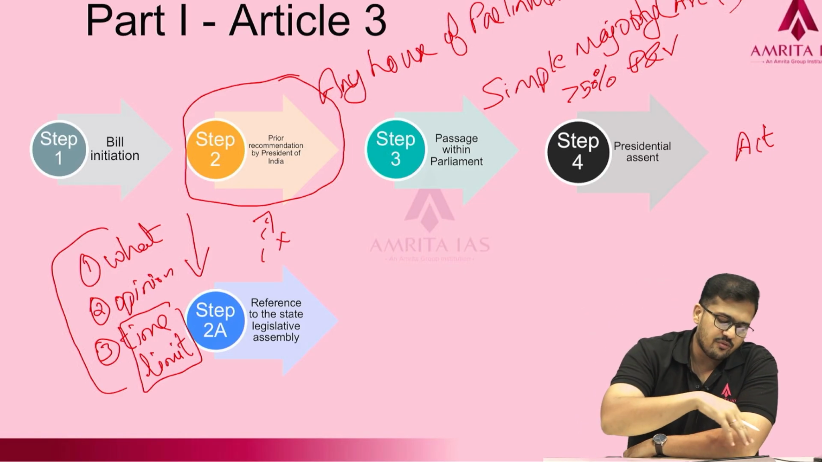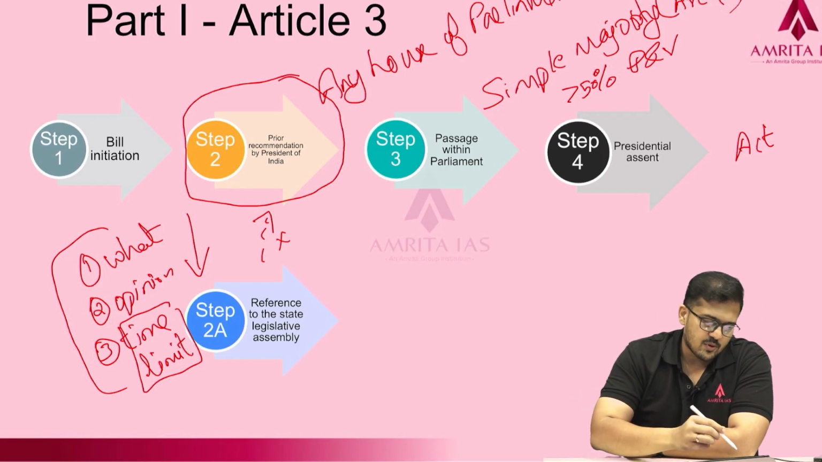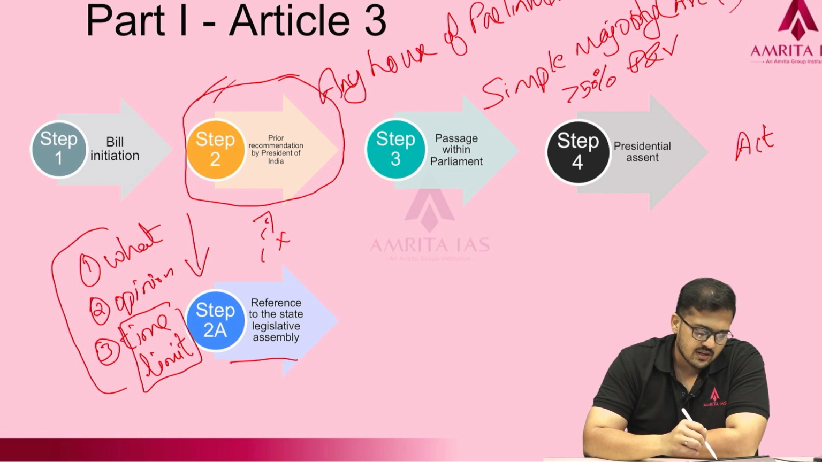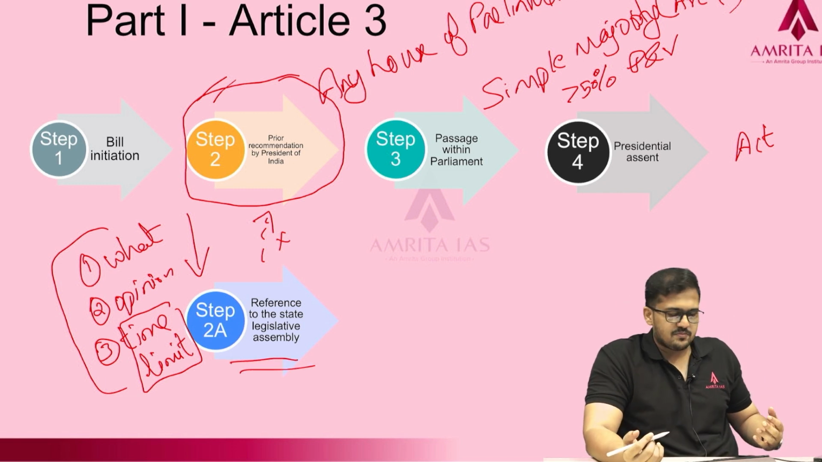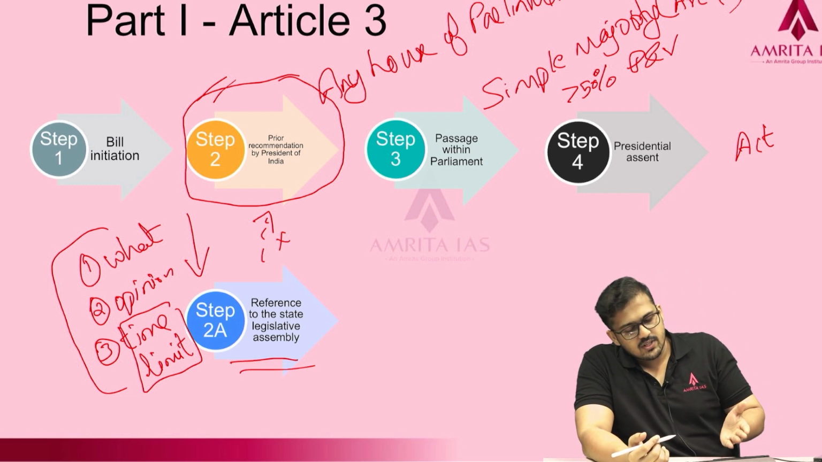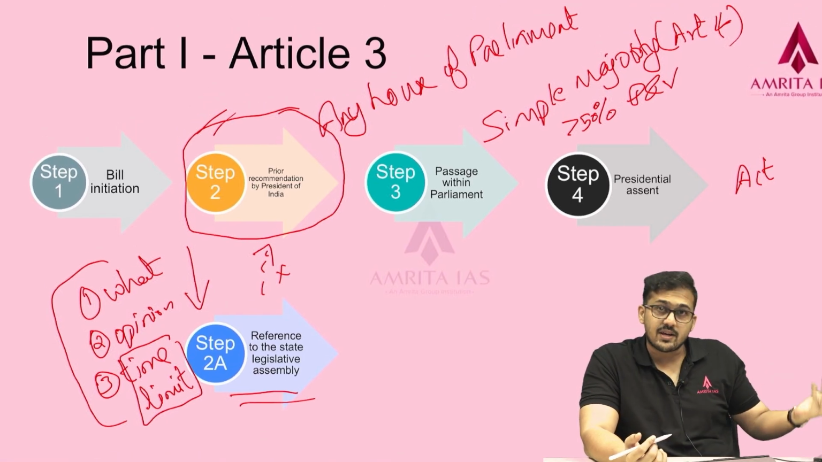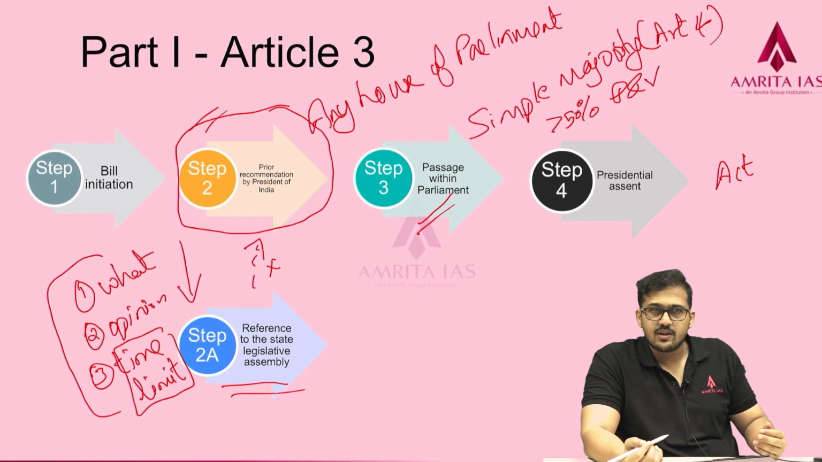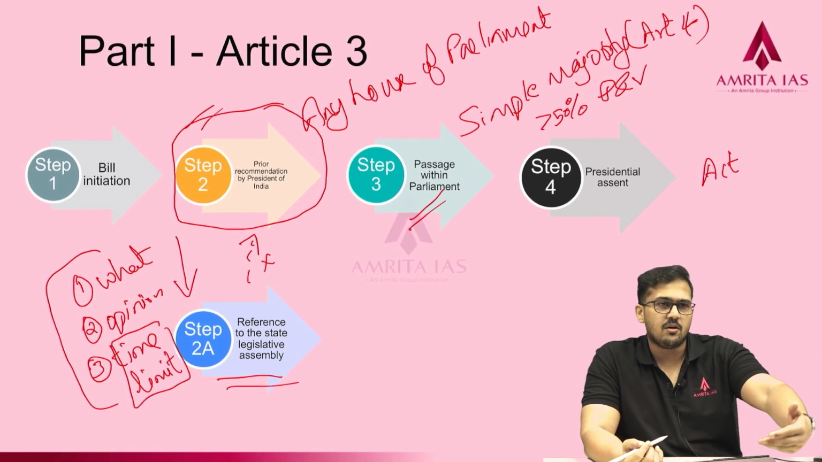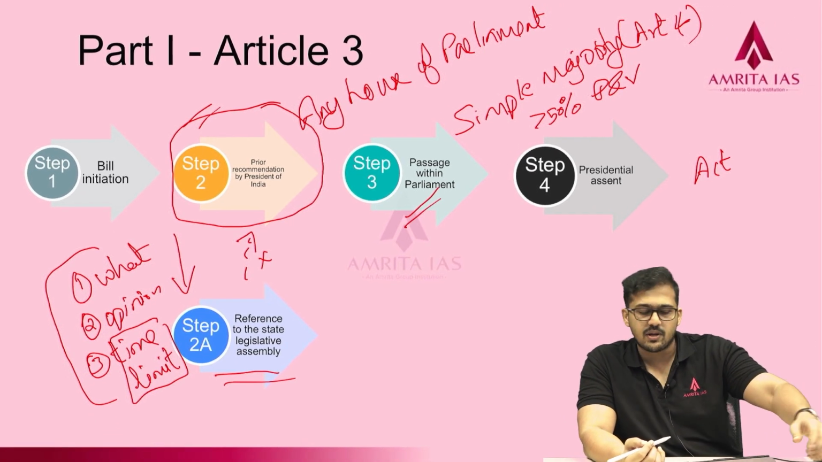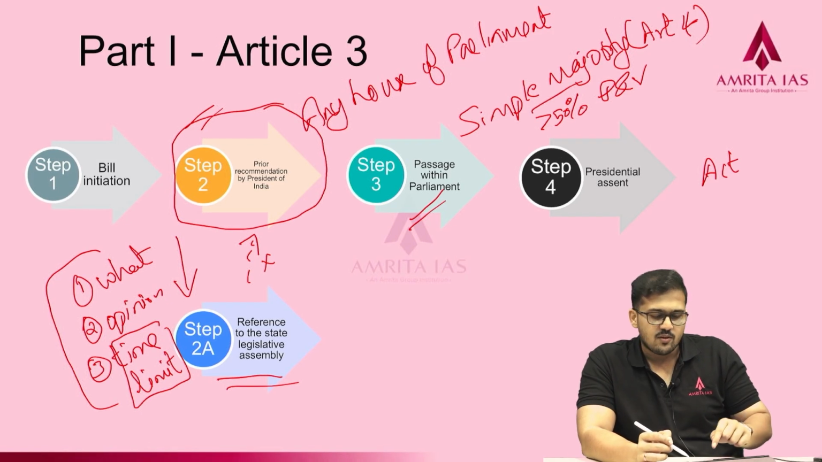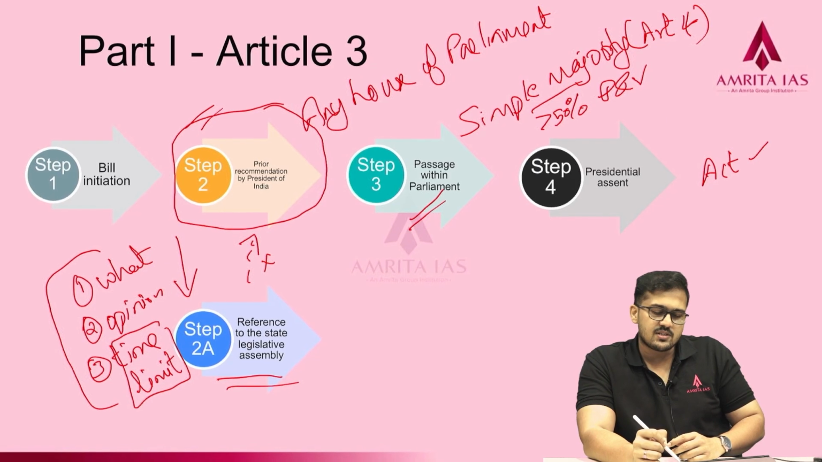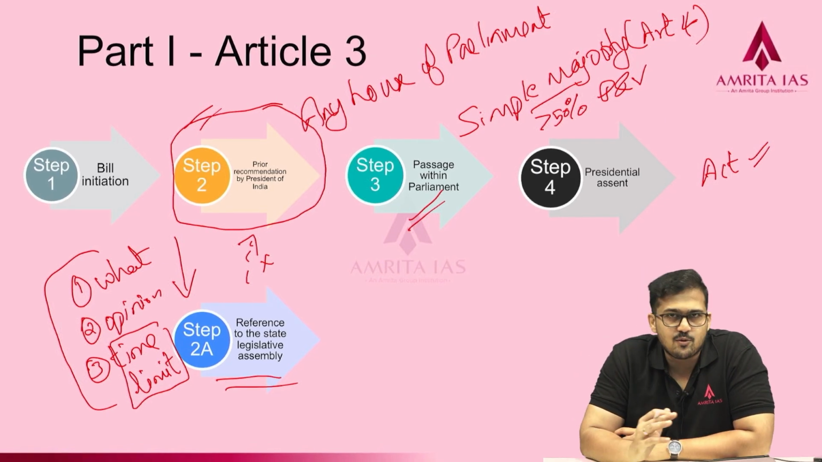Now if we look at the procedure once again, the process starts with the prior recommendation, and along with the prior recommendation, the reference should be made to the State Legislative Assembly. Once the prior recommendation by the President is given, the bill will be sent to the Parliament of India, where the Parliament can hold discussions and pass the bill, and the passage should be by simple majority. Once it is passed, it is sent to the President for assent, and once the President signs on it, the bill becomes an act of law.